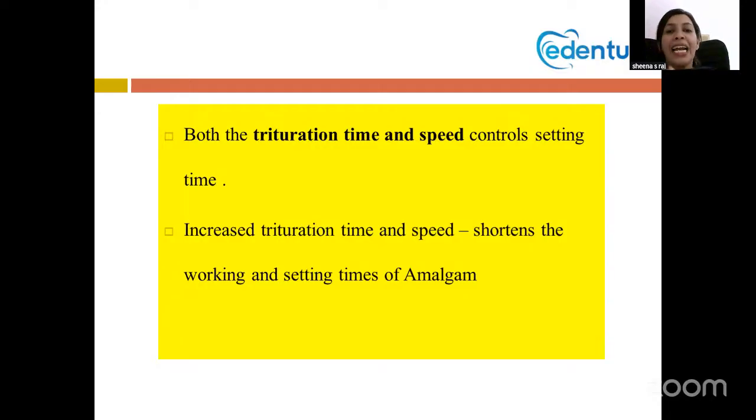What happens? Increased trituration time and speed shortens the working and setting time of amalgam. This point you have to keep in mind. Increasing the trituration time and speed is inversely proportional, it actually shortens the working and setting time of amalgam.